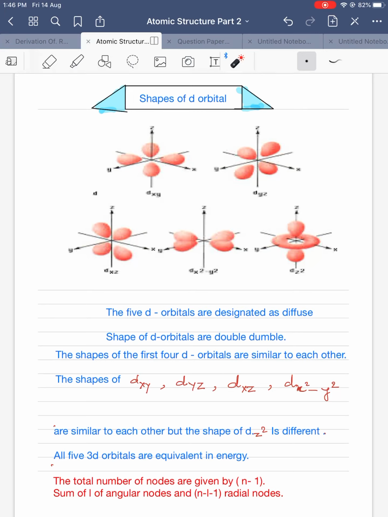And the fifth orbital, that is dz square, is symmetrical around z axis and contains two cone shaped nodal surfaces. The designation d refers to the lines in the spectrum as diffuse. Shapes are actually double dumbbell, and d orbitals are involved in the complexes of transition metals or ions.